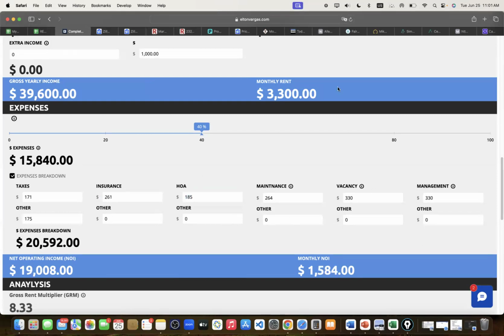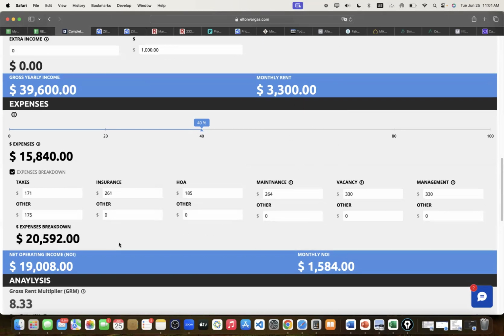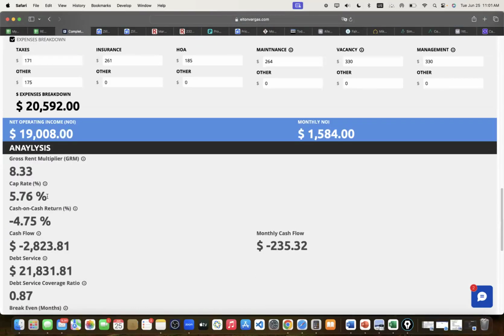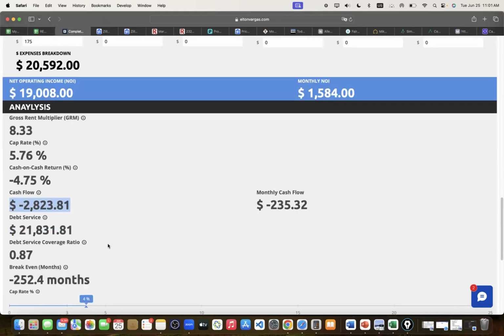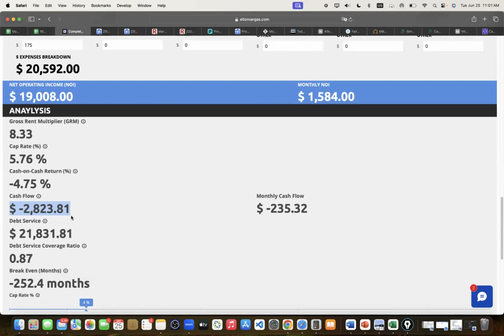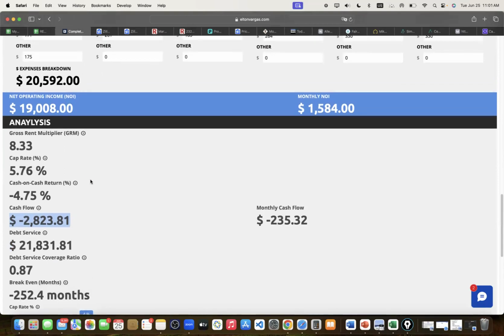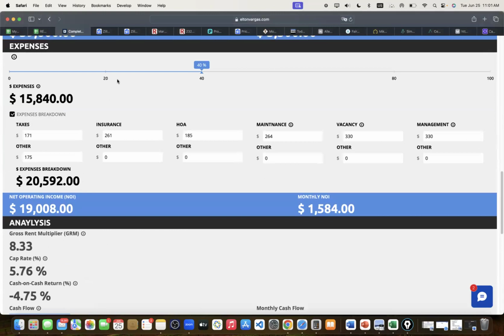HOA stays the same. Maintenance stays the same because it goes based on the rent. Vacancy stays the same because it goes based on the rent. Property management stays the same because it goes based on the rent. Now you see, we're getting closer to the average cap rate on the property. We start losing some money, not a lot, but over time we can raise the rents up little by little on a once-a-year basis. Now it starts making way more sense. But again, it's a great market area where it's already pushed out to its limit.